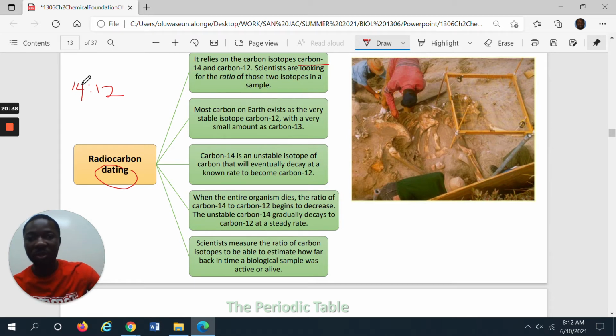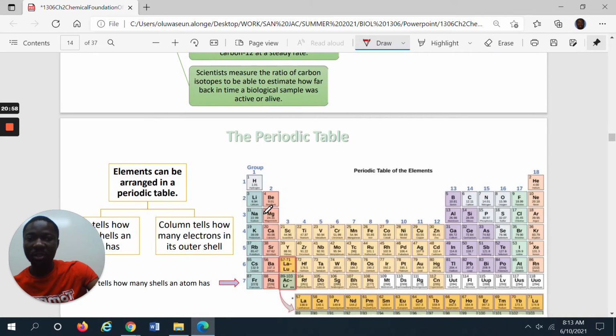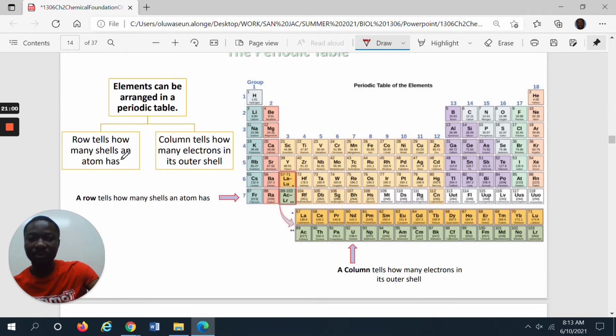And you know, carbon 14, because it's not stable, will keep decaying, but carbon 12 will not decay. Carbon 14 will be decaying because it's unstable. Carbon 12 will not decay. Okay, so let's just go through that.